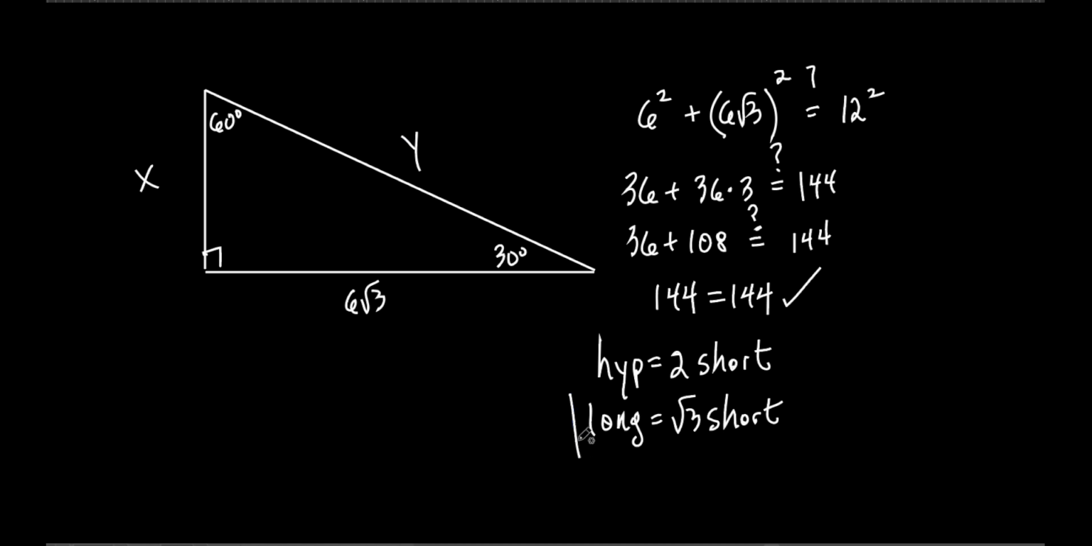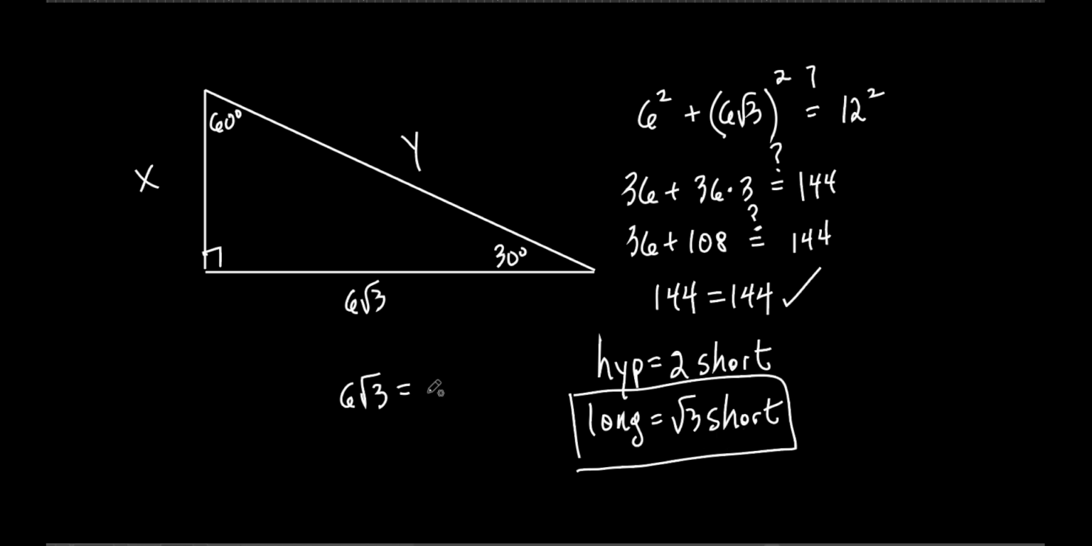Well, let's use this one, because they give us the long side and we want to find the short. So let's do the math. What is the long side in this triangle? What's the length of it? 6 square root of 3. Or 6 times the square root of 3. Some people just say 6 root 3. I don't like that because you don't know if it's a cube root, a fourth root, a fifth root, or a square root. So I say 6 square root of 3.